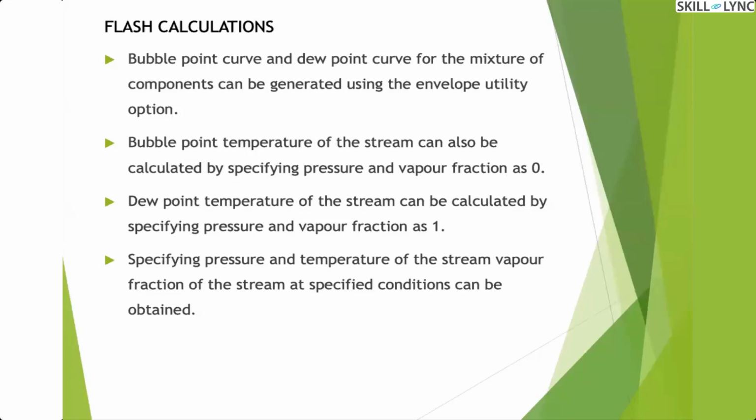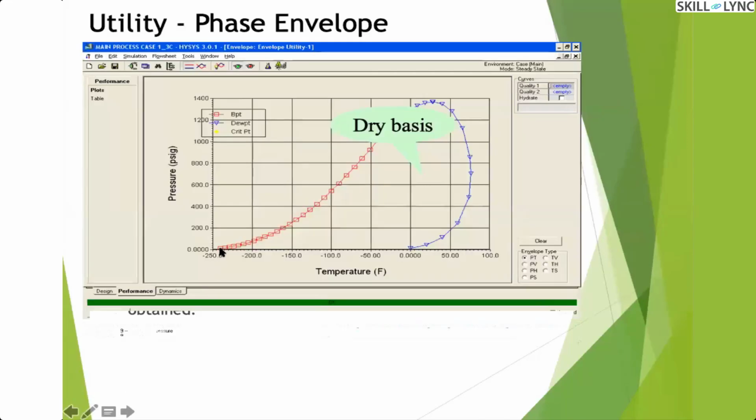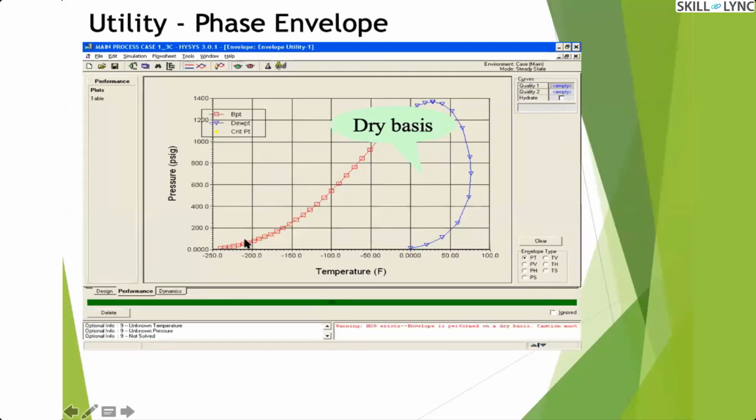Earlier you calculated the boiling temperature. You can also calculate your boiling pressure by specifying temperature and vapor fraction as 0. The calculated pressure will correspond to the boiling pressure. Indirectly, you will be determining each of these squares. Each of those points will correspond to the boiling conditions at that specific temperature or pressure. So if you specify your temperature as minus 150 degree F and vapor fraction as 0, then the simulation will predict the boiling pressure as 200 psig.